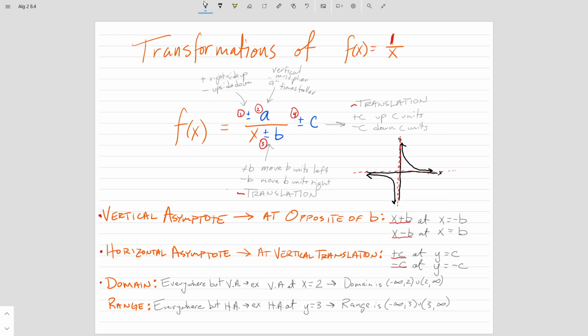So if, for example, you have a vertical asymptote at x equals 2, your domain is everywhere else except for 2. So in this example, we've got negative infinity to 2 along with 2 to infinity. You'll notice that 2 is the only place that it does not exist at. And range, the last thing, is everywhere but the horizontal asymptote. So if your horizontal asymptote is at y equals 3, then your range goes everywhere up and down except at 3. So a lot of this information is tied together, which is what can make it confusing.